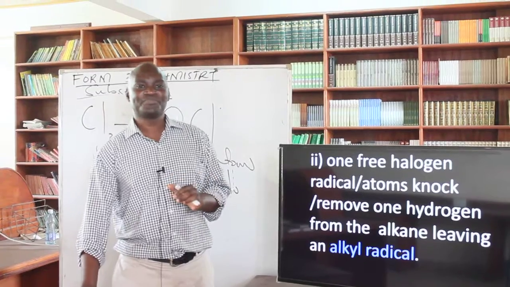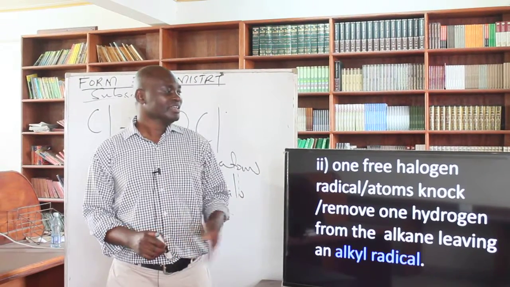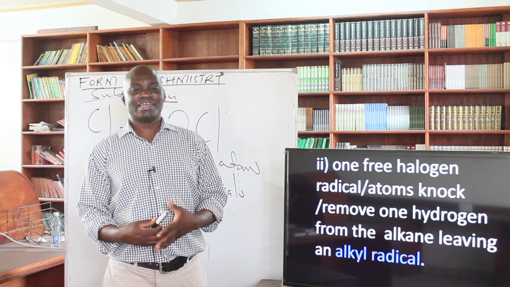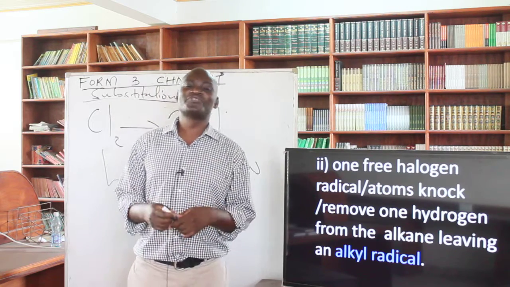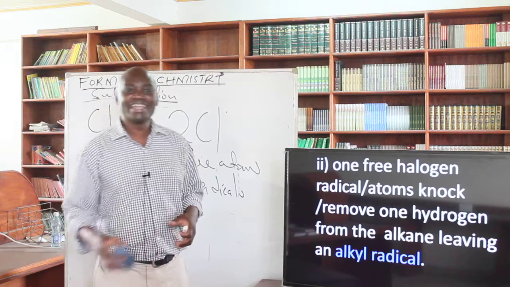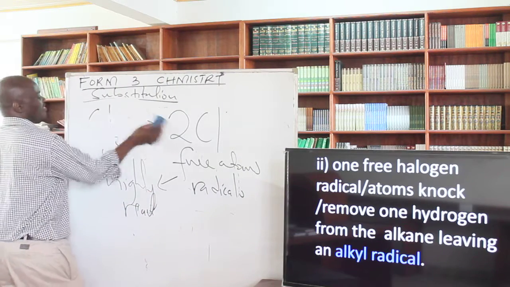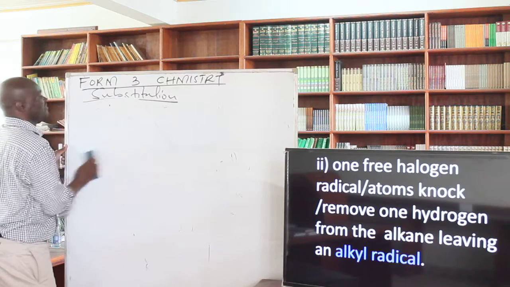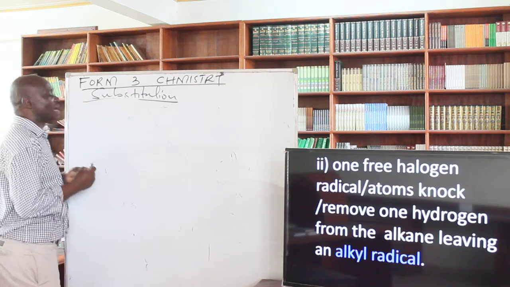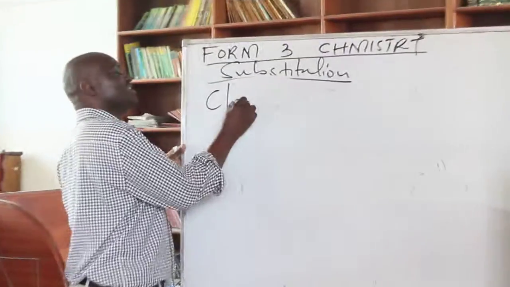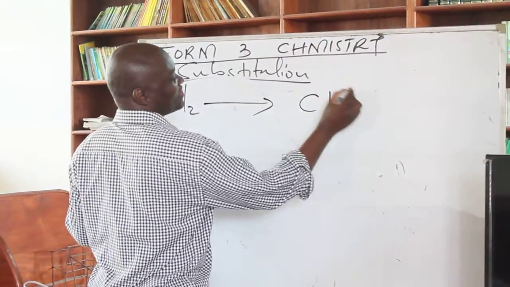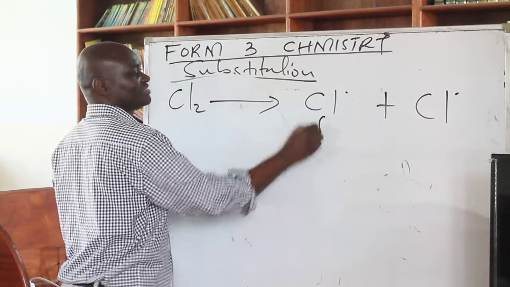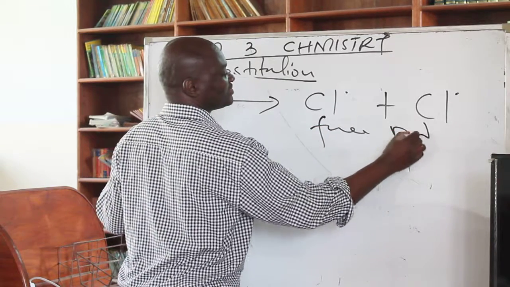So first, the splitting of the halogen molecules. That is the first step. Second step, the free radicals or the free halogen atoms knock and remove one hydrogen from the alkane, leaving an alkyl radical. I want to use an example here. First, we have chlorine being split into free radicals.